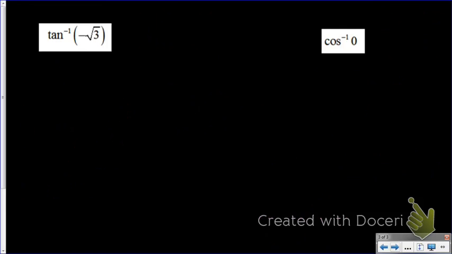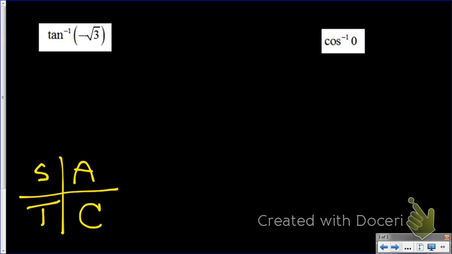Alright, so the last 2 we're going to look at are just 2 that have a little bit of a trick to them. So I'm going to do tangent. I'm going to work it out the same way. Tangent needs to be negative. So if tangent is negative, the quadrants I could use are quadrant 2 or quadrant 4. And I'm going to start with quadrant 4, because that's the principal quadrant.